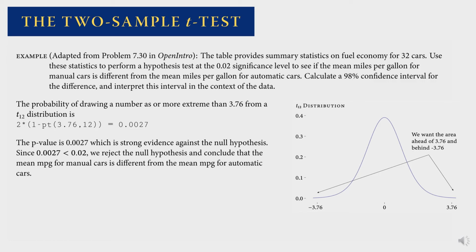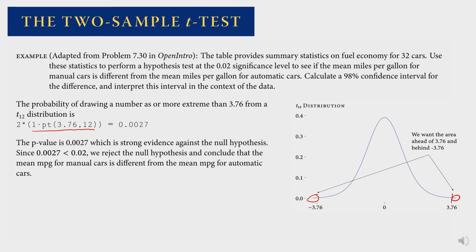The t-statistic is 3.76. It landed here. The probability of drawing a statistic that extreme in the greater than direction when the null hypothesis is true is the area ahead of 3.76. We double that to get the area that's just as unlikely on the other side. The p-value comes out to be 0.0027. This is very low.